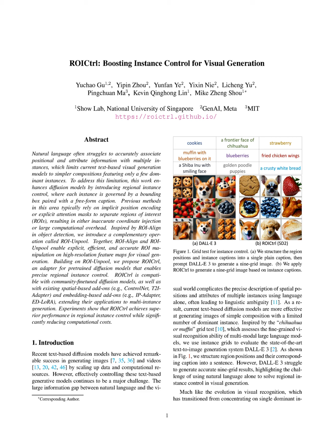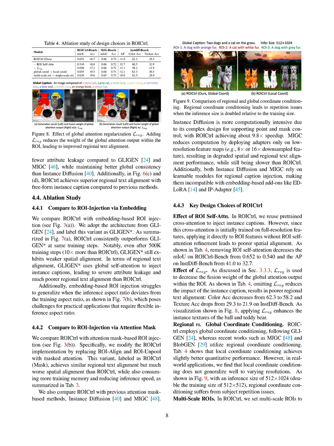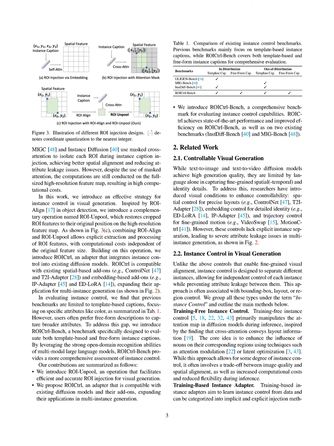However, we observed that ROICtrl performed slightly worse than instance diffusion on out-of-distribution subjects, likely due to the latter being trained on a larger internal dataset. Additionally, while ROICtrl maintained better global consistency and reduced attribute leakage compared to GLIGEN and MIGC, it still faced challenges with spatial alignment when applying pre-trained cross-attention directly to ROI features without refinement. Overall, while ROICtrl achieved state-of-the-art performance, the limitations in handling out-of-distribution instances and the need for ROI self-attention refinement were notable.